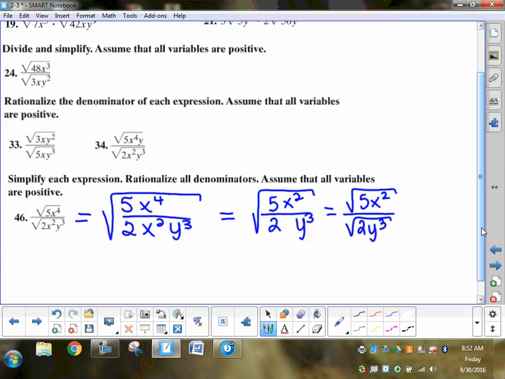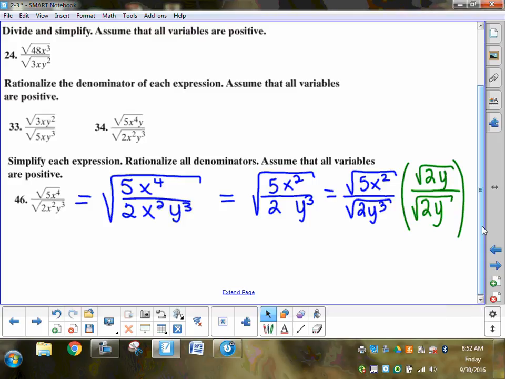4y to the 4th, because 2 isn't a perfect square. So I'm going to multiply this by something that will cause a perfect square in the denominator. So that would be a 2 and a y.